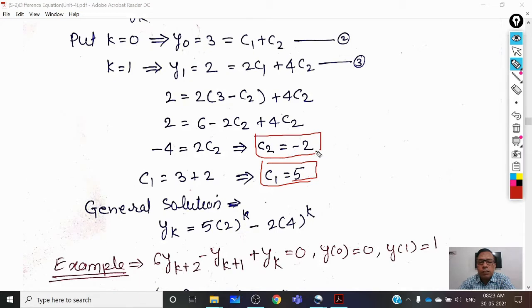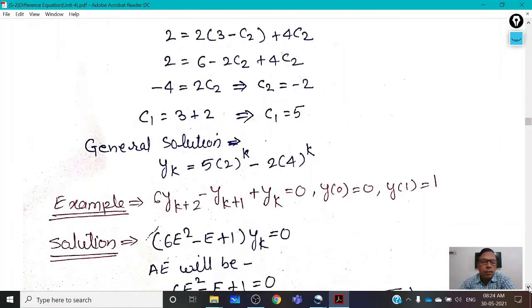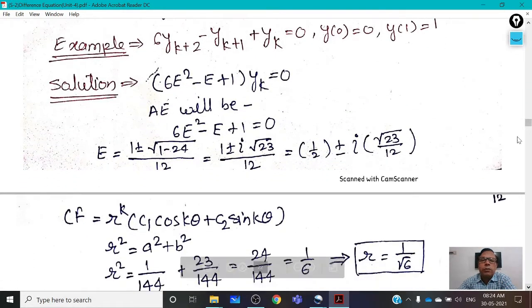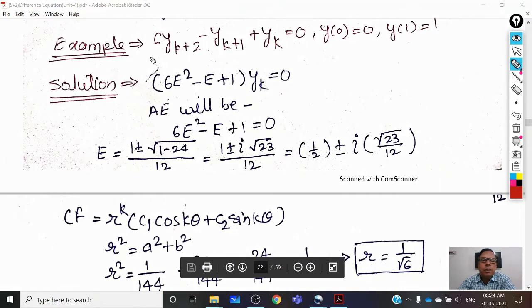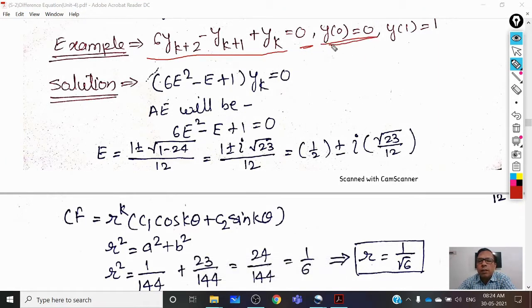So by using these values, the general solution is y_k = 5 · 2^k − 2 · 4^k, which is the answer. So the next question is 6y_{k+2} − y_{k+1} + y_k = 0. The boundary conditions are y0 = 0 and y1 = 1.